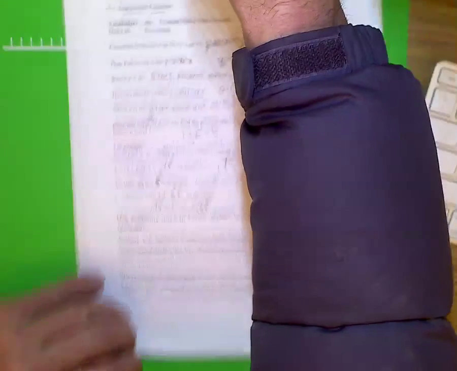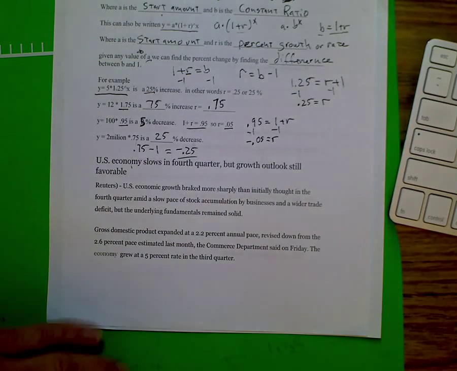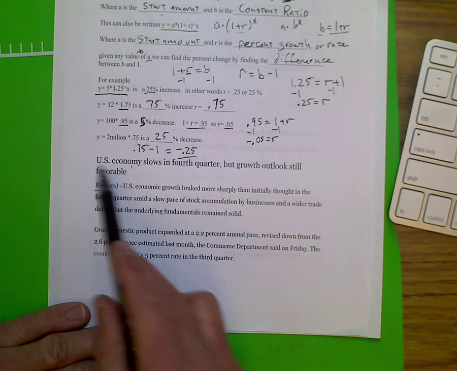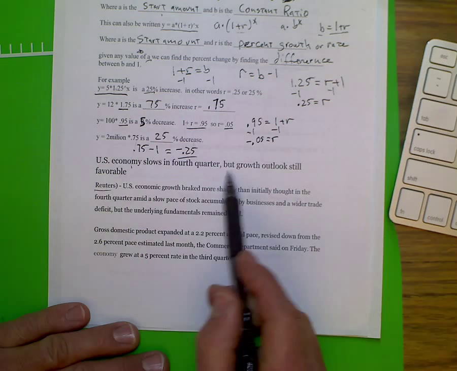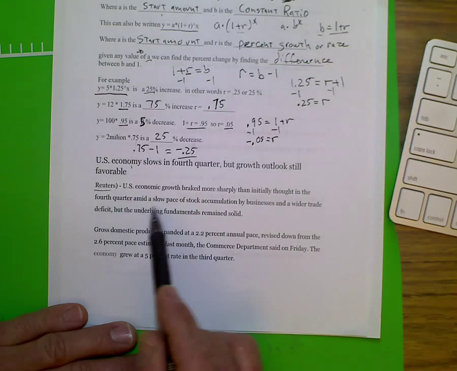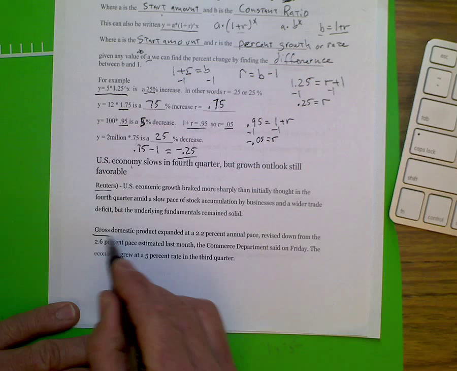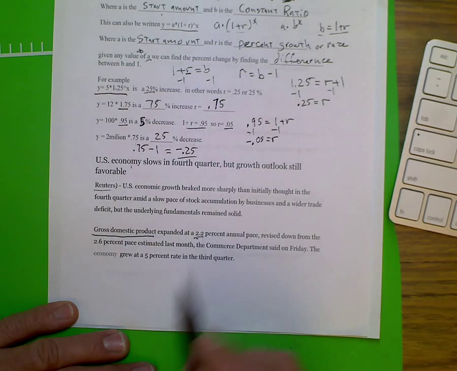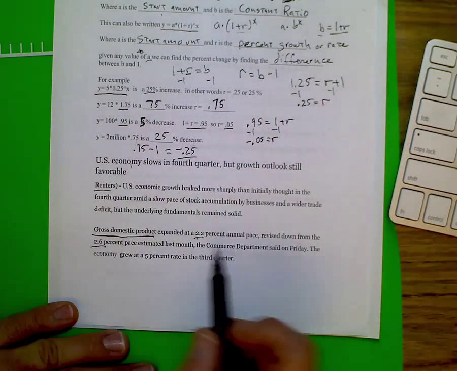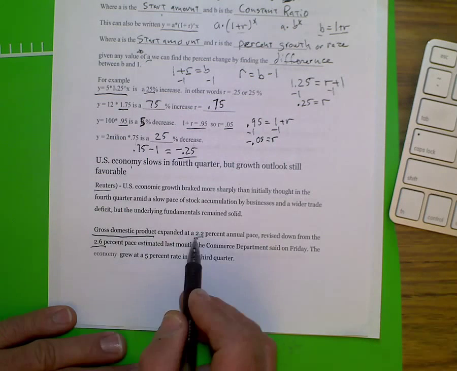Now, let's kind of create a function here based on some real-world data. So this is an article that came out yesterday in Reuters, which is a business magazine. The U.S. economy slows in fourth quarter, but the growth outlook still looks favorable. U.S. economic growth braked more sharply than initially thought in the fourth quarter amid slow-paced stock accumulations by business and wider trade deficit. Blah, blah, blah. The gross domestic product expanded by 2.2% annual pace, revised down from the 2.6% estimated last month. So in other words, that doesn't seem very different just by looking at it. Okay? And if we were to write this equation, right?